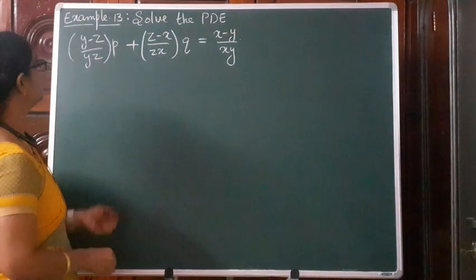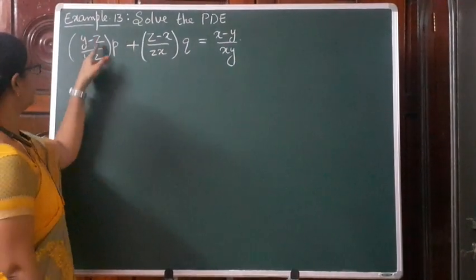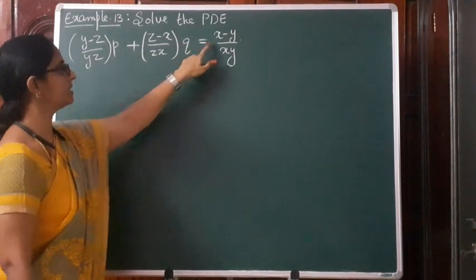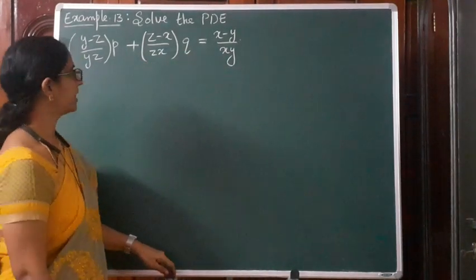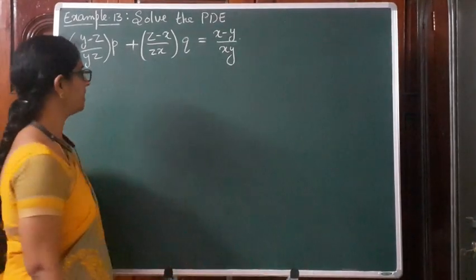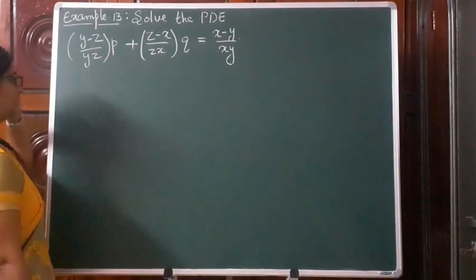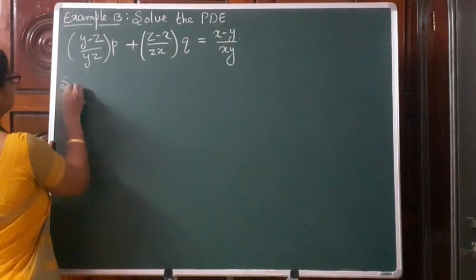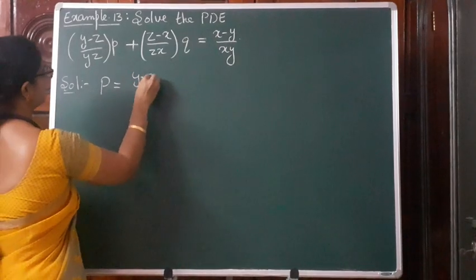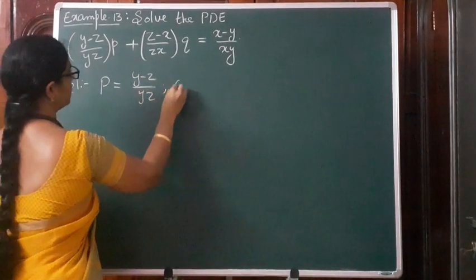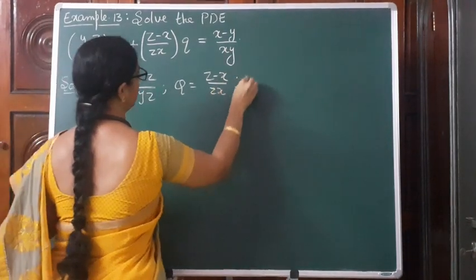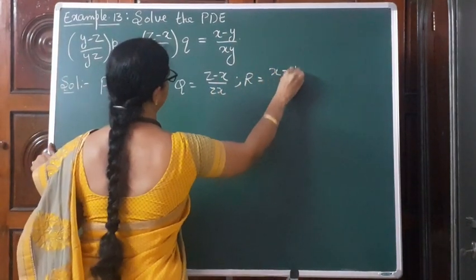So here this is another example. Solve the PDE: (y minus z) by yz into p plus (z minus x) by zx into q is equals to (x minus y) by xy. This is directly in the general form of Lagrange's linear equation. So we can consider the auxiliary equations. What is capital P here? (y minus z) by yz. Capital Q is (z minus x) by zx, and R is (x minus y) by xy.